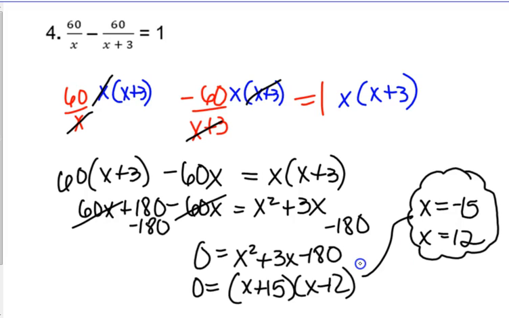I'll type them in real fast. We have 60 divided by negative 15 minus 60 divided by the quantity negative 15 plus 3. And it does give 1. If you put in a 12, 60 divided by 12 minus 60 divided by the quantity 12 plus 3. It also gives positive 1. So I checked them by typing in both, and they both work.